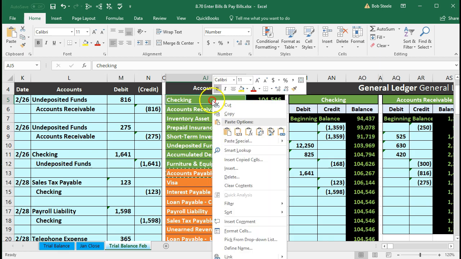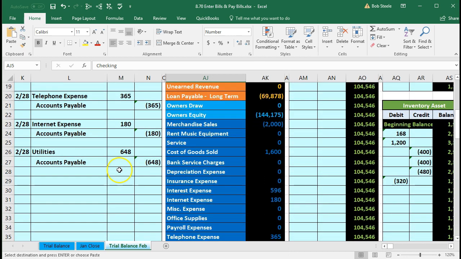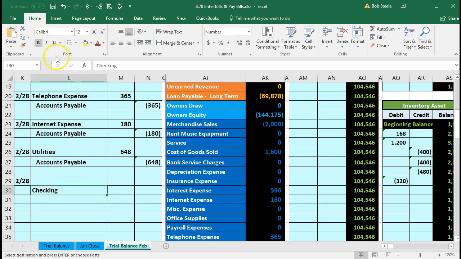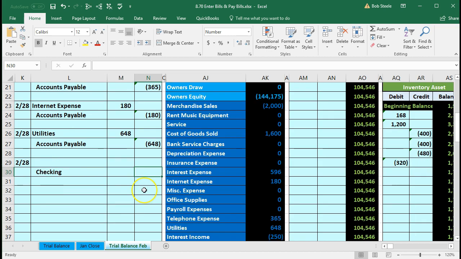So I'm going to copy the checking account. We're going to scroll back down. We're going to make a new transaction as of 2/28. The checking account will go on the bottom in L30, right-clicking in L30, pasting 1, 2, 3. Then go into the Home tab, the alignment group, and increasing the indentation. The total that we're going to pay off here, and we could go to the subsidiary ledger and add these up, but we just saw that it's going to be the 365 Verizon, the Spectrum of 180, and the 648 for the Edison, adds up to 1,193. So we're going to have a credit of 1,193, reducing the checking account.